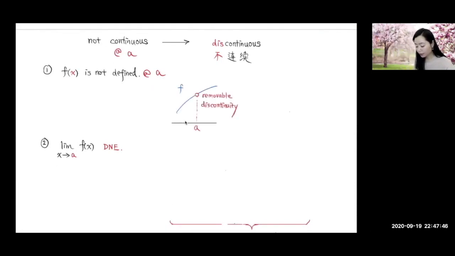This function is not continuous at this a because the function is not defined at a. When x equals a, there is a gap right here. The function is not defined at a, so there is a discontinuity at a. This discontinuity is a removable discontinuity because you can move from one side of this graph to the other side by simply filling in this single dot. Then we can go from one side to the other side. So this is a removable discontinuity.